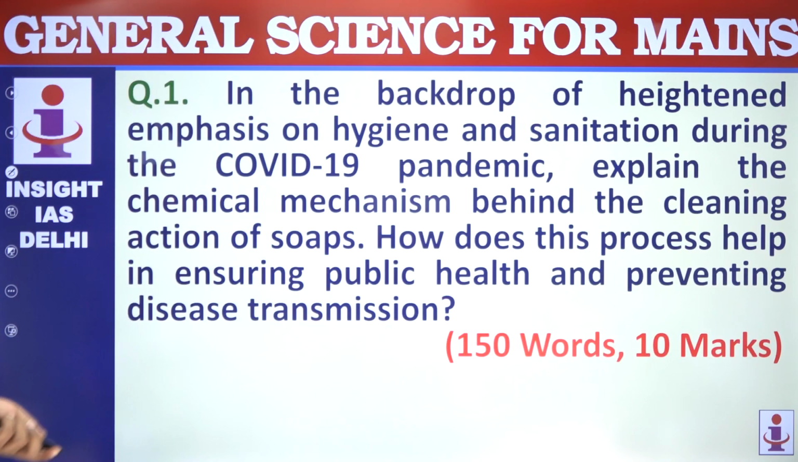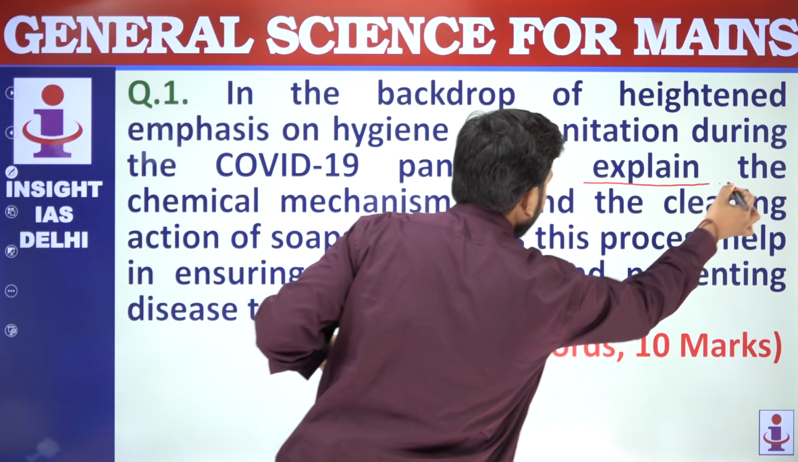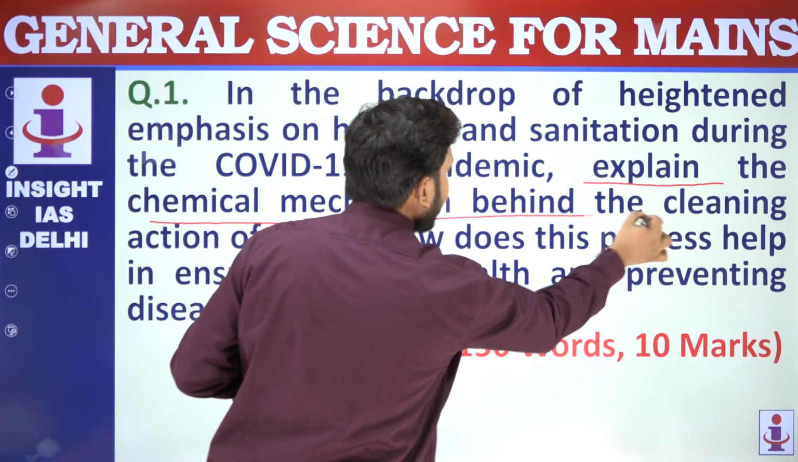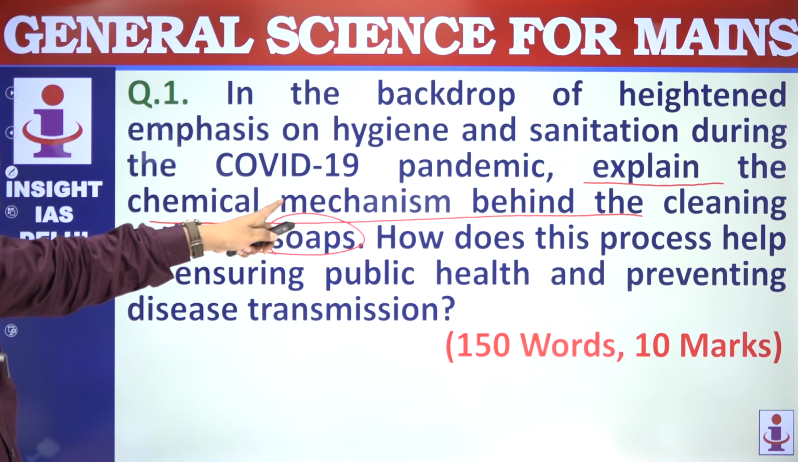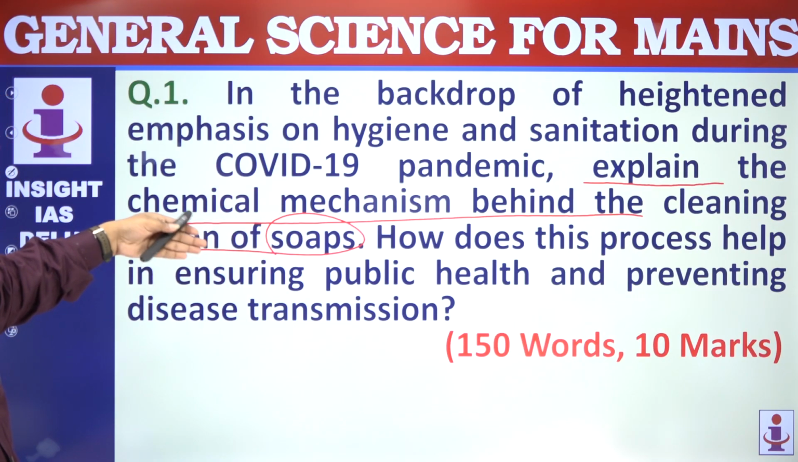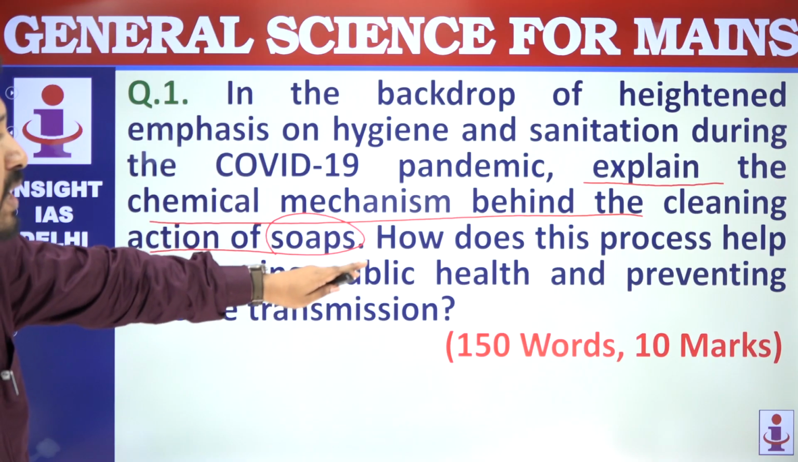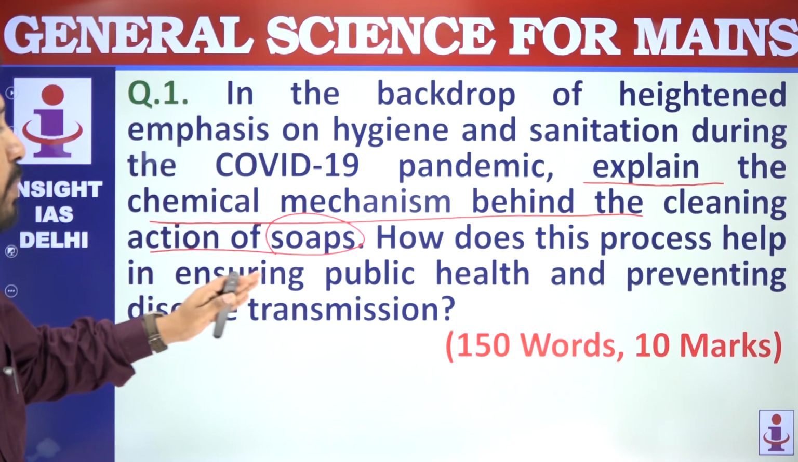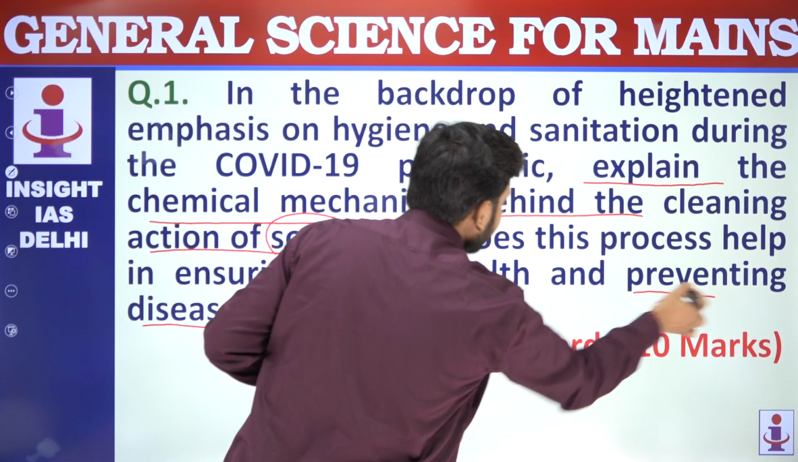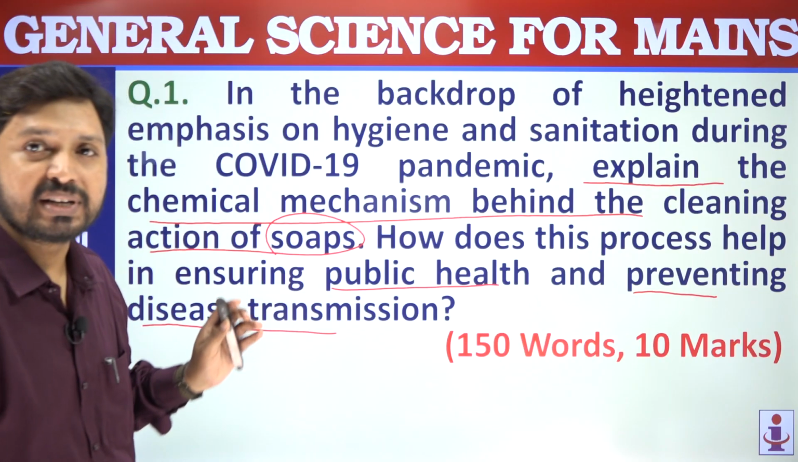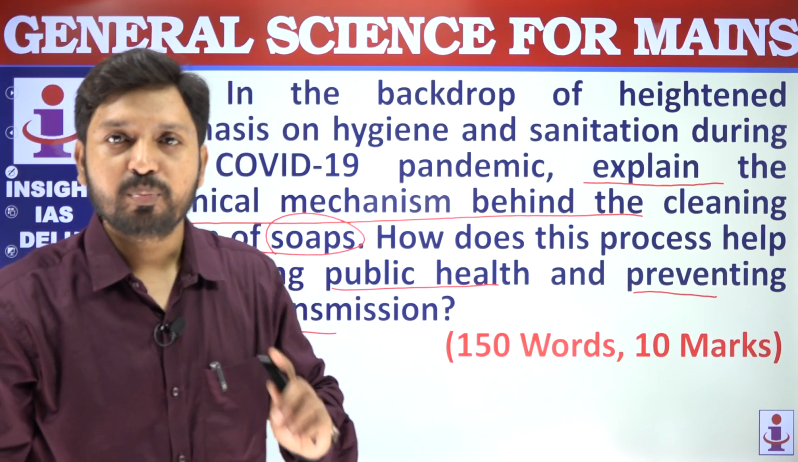Let's read the first question. In the backdrop of heightened emphasis on hygiene and sanitation during the COVID-19 pandemic, explain the chemical mechanism behind the cleaning action of soaps. They're asking for whatever cleaning mechanism is there with respect to soaps, and how this process helps in ensuring public health and preventing disease transmission. These are the subparts they have asked in the question, so we need to deal with both of these.